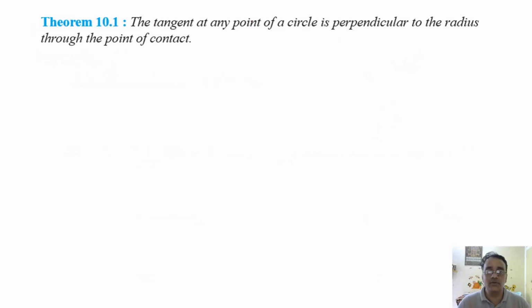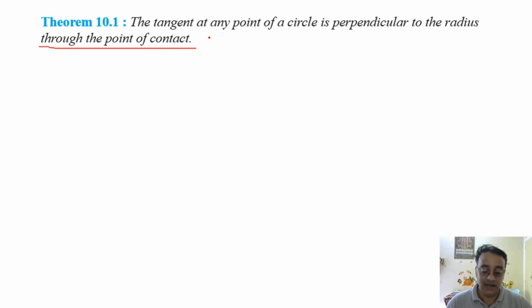Now we are moving towards one very important theorem. In circles there are only 2 theorems, and one theorem will 100% come. Okay, so Theorem 10.1: the tangent at any point of a circle is perpendicular to the radius through the point of contact. What do we call the point of contact? The point at which the tangent intersects the circle is called the point of contact.